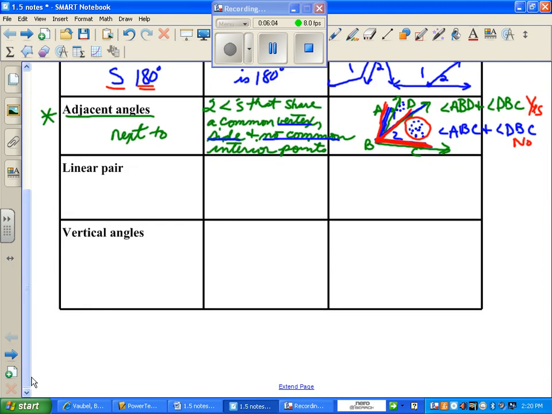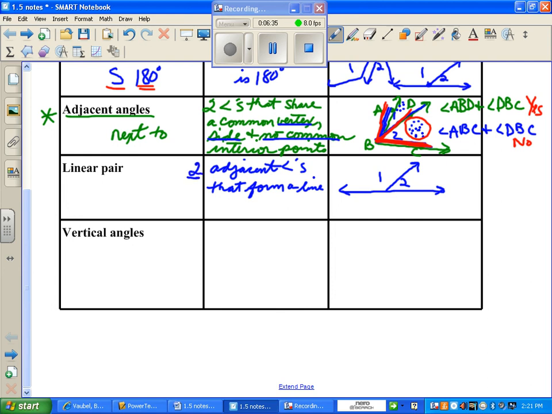A linear pair, by definition, is adjacent angles that form a line. So adjacent angles that form a line. The picture would be a straight line, and you have pair, meaning two. So you have two adjacent angles that form a line.